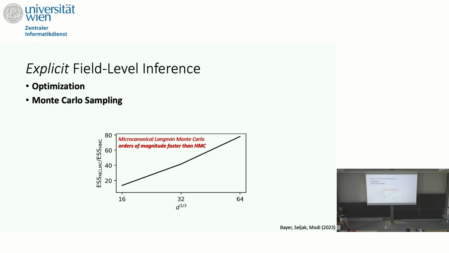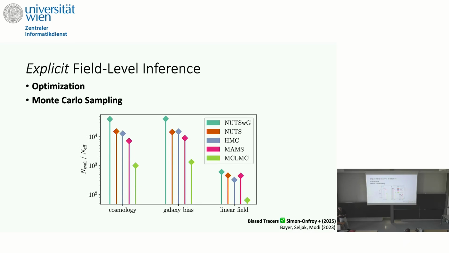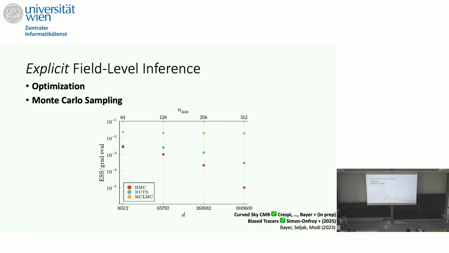So if we want to scale Monte Carlo sampling field level inference to higher dimensions, this is a really useful method to use. And recently, Hugo, Simon, Onon-Foray, and Francois have shown that this also extends to bias tracers. So here, lower is better, and you can see that the green line, MCLMC, is performing more optimally than other methods people use for sampling. And then also, recently, we've been applying this on the curved sky for the CMB.